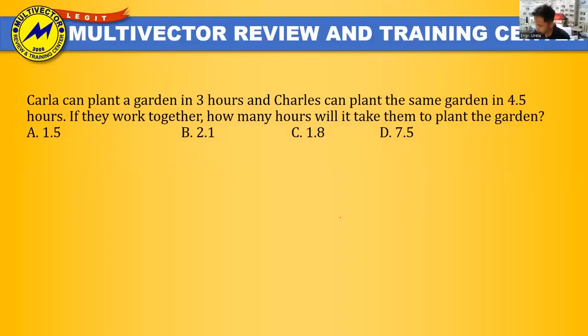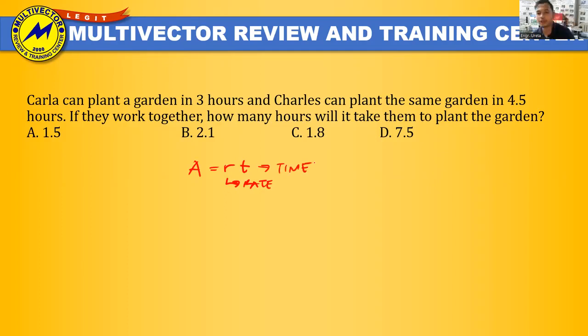Next problem, problem number 80. Carla can plant a garden in 3 hours. Charles can plant the same garden in 4.5 hours. If they work together, how many hours will it take them to plant the garden? For a certain accomplishment A, it is actually the rate multiplied by time.